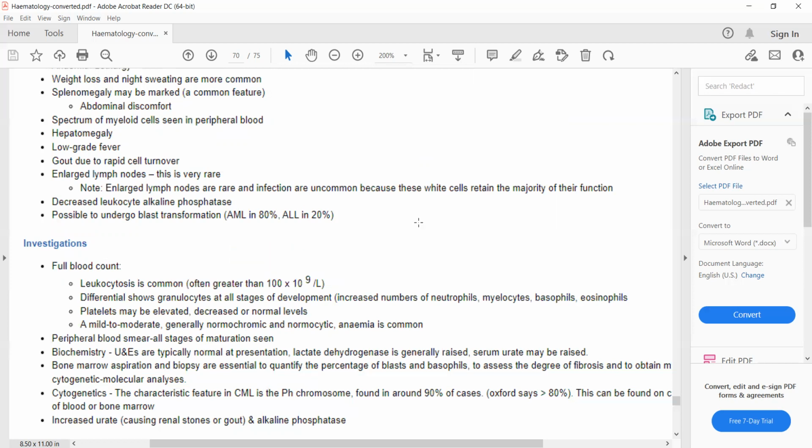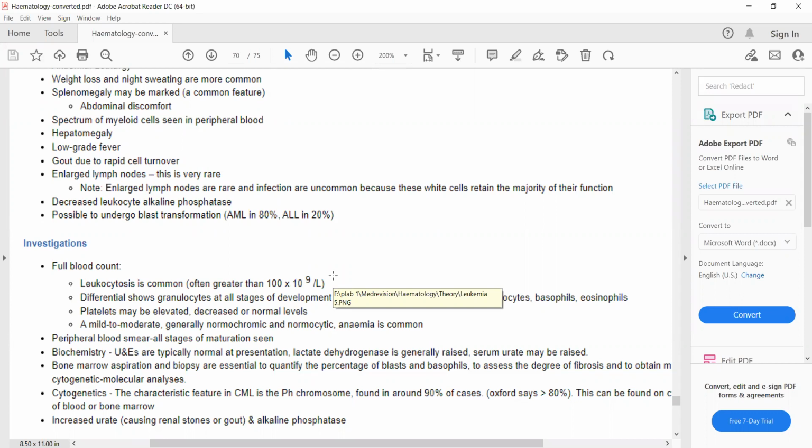So the investigation is, when you will suspect chronic myeloid leukemia or chronic lymphocytic leukemia. If on a full blood count there is leukocytosis, that is a white cell count of more than 100 x 10^9 per liter, then you will suspect chronic leukemia, either CML or CLL, because both of them will present with a high WBC count.